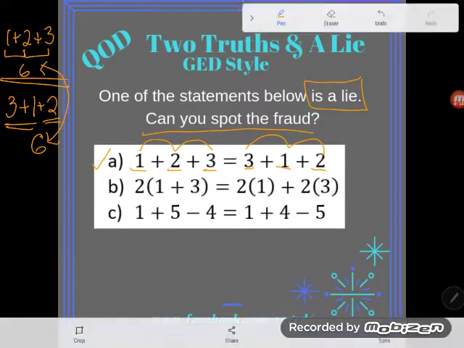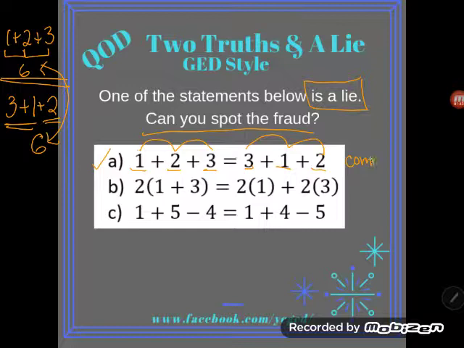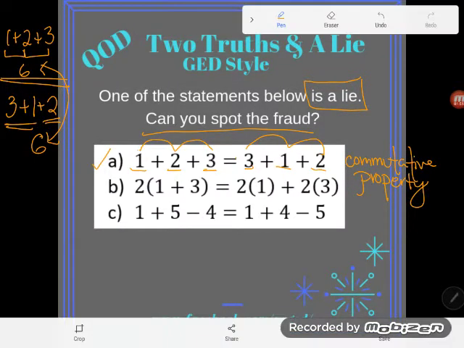And that property has a name, by the way, guys. This idea that we can change the order of the numbers when we're adding, and it won't change the answer, well, that's known as the commutative property. You're like, long name, Kate. Why do we call it that? Do I need to know that for the GED? No. You don't have to know the name of it for the GED, but you do have to understand the idea that it won't matter.